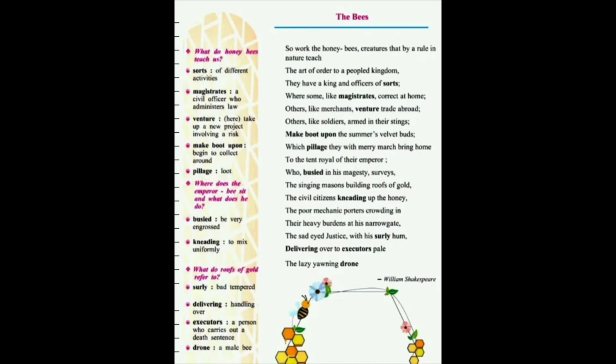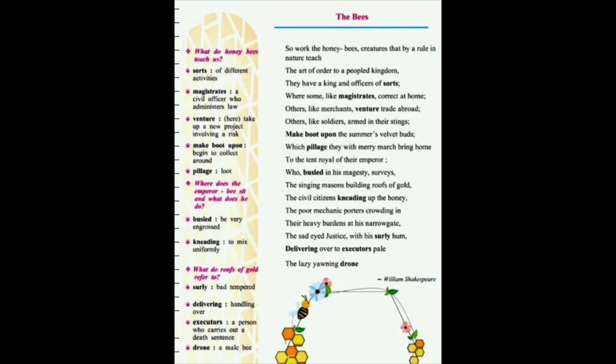Make boot upon the summer's velvet buds. Now what he is saying, make boot upon. What do you mean by make boot upon? Begin to collect around. So every soldier, every bee is assigned some work, okay? Each and every duty is assigned to every bee. Which pillage they with merry march bring home to the tent royal of their emperor. So what they are saying: make boot upon the summer's velvet buds, which pillage they with merry march bring home to the tent royal of the emperor.